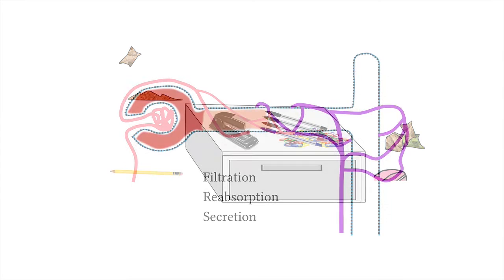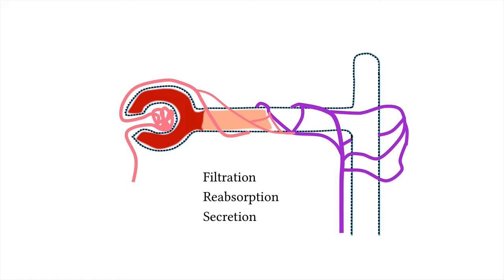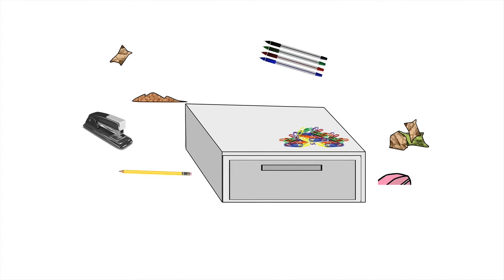The third step is secretion. This is the step where specific chemicals that are in the blood are removed from it and put into the nephron for excretion via the urine. To better understand this step, let's go back to our desk drawer analogy. Say you've dumped out the desk drawer onto the table, but you look into the drawer and you see a magnet that's stuck to the bottom.